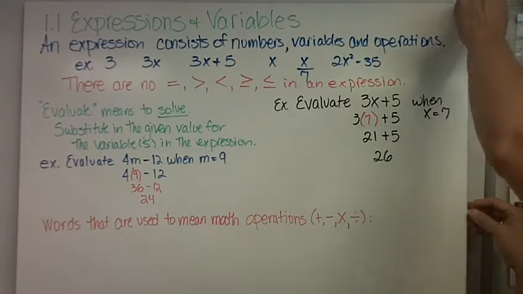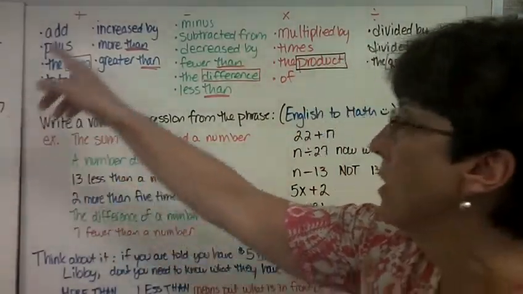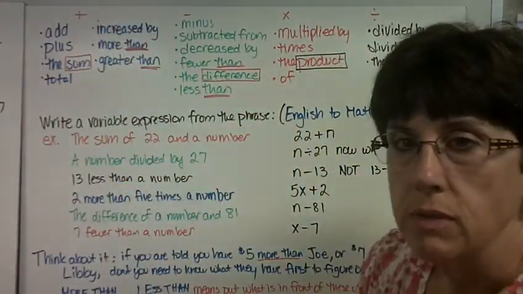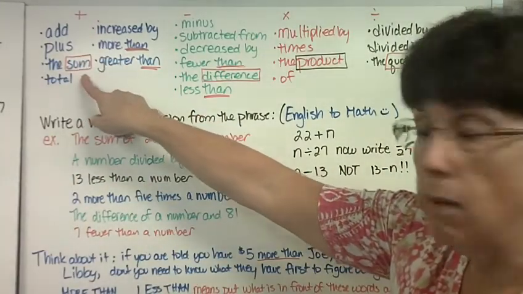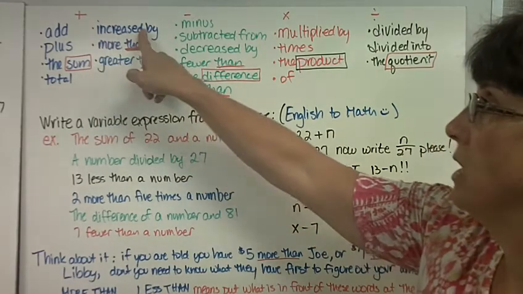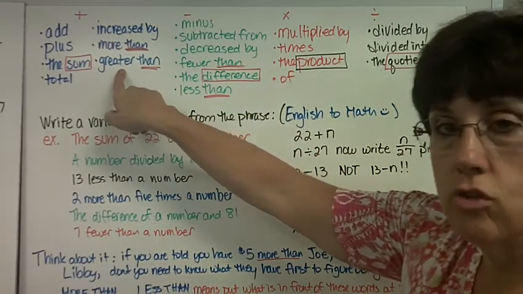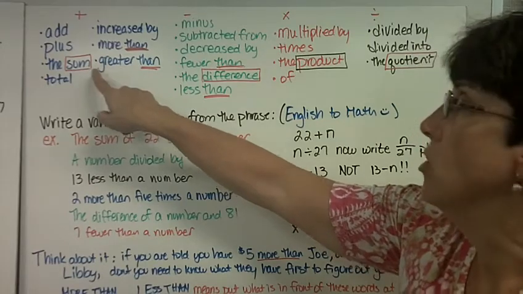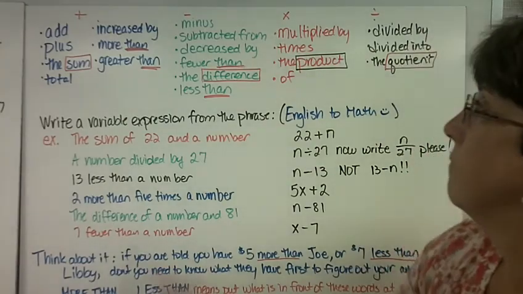There are words that are used to mean operations, the math operations, which are addition, subtraction, multiplication, and division. Words that are used to mean addition: add, plus, the sum, total, increased by, more than, greater than. These are just a few of the words. Notice there's some boxed and underlined words. We'll talk about those in a minute.